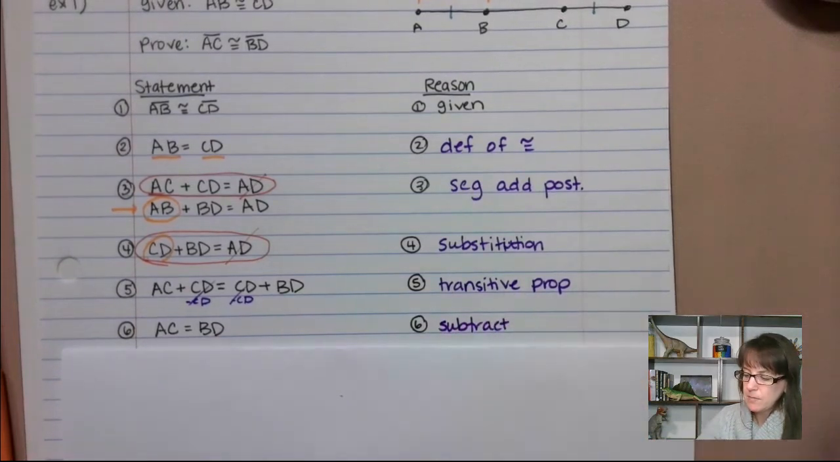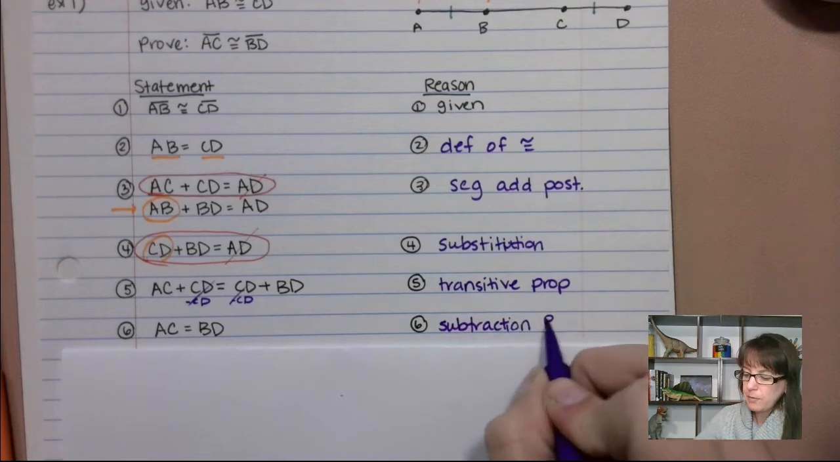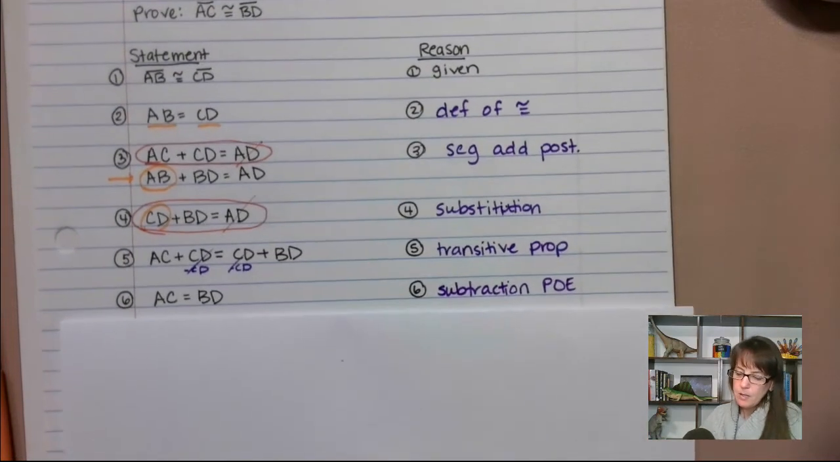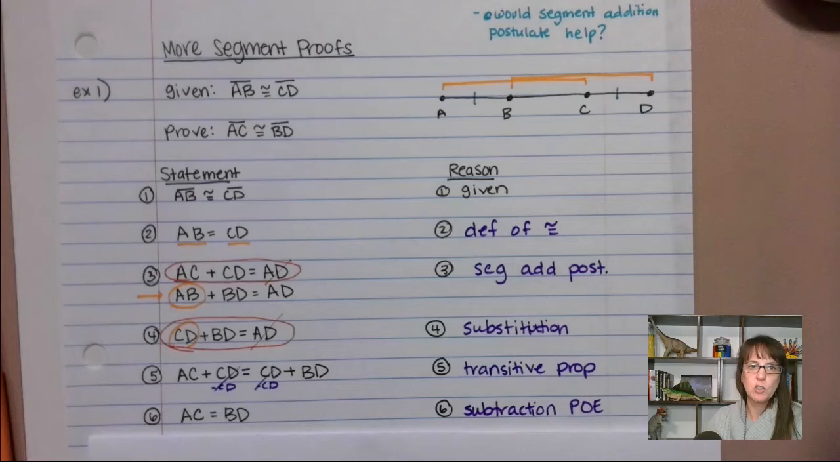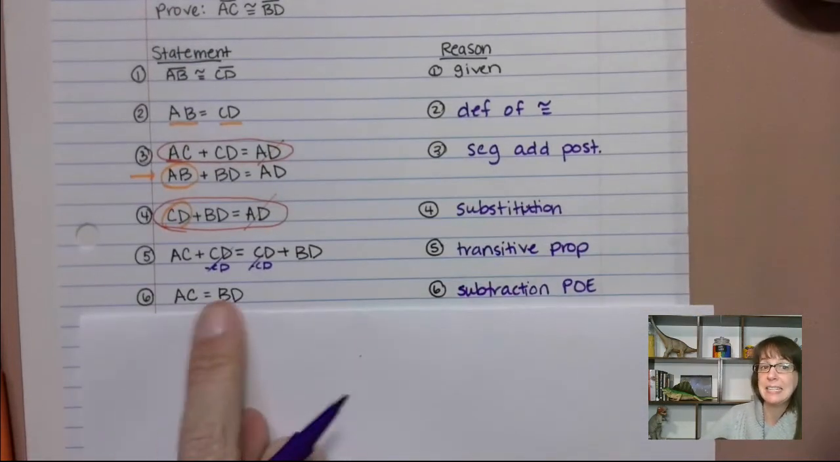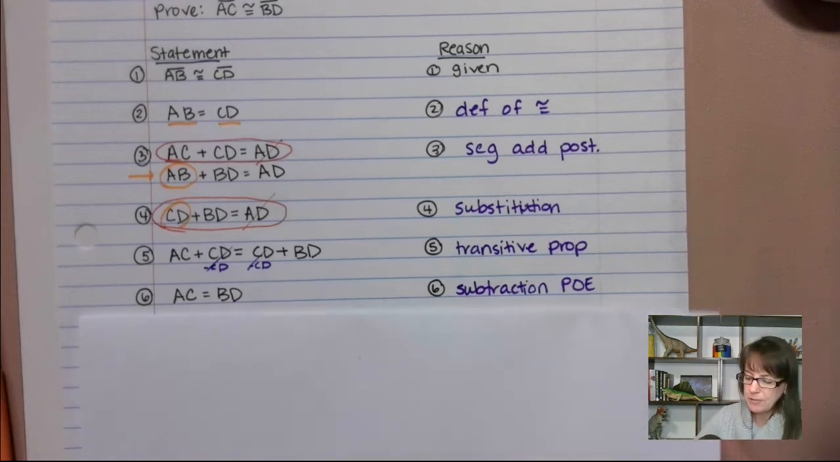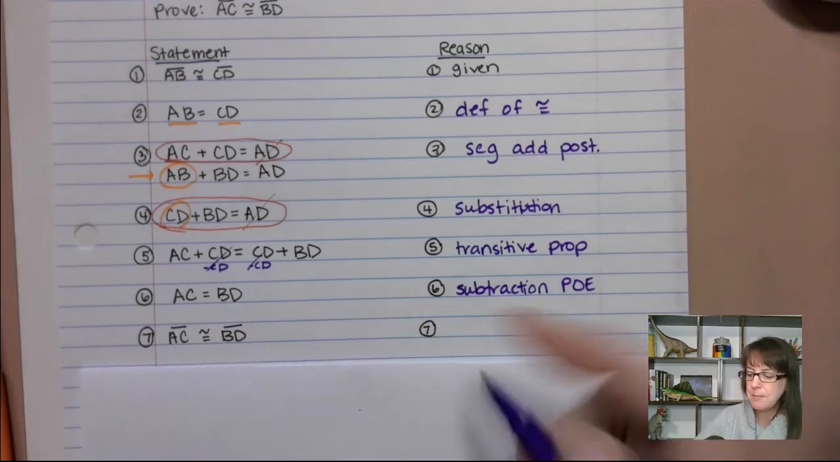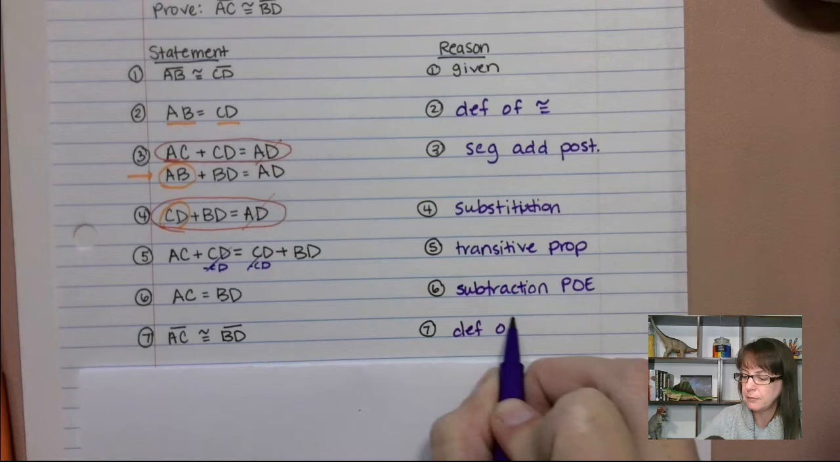Subtraction property of equality, right? So at this point, let's go back and look. We're trying to prove that AC is congruent to BD. Well, right here we have AC equals BD. So all we have to do is write AC is congruent to BD because of the very definition of congruence.